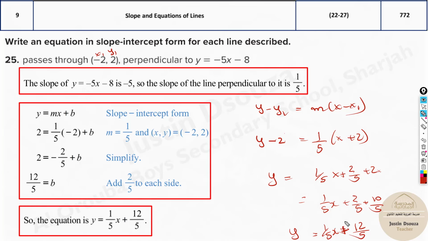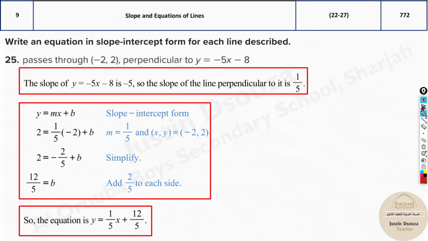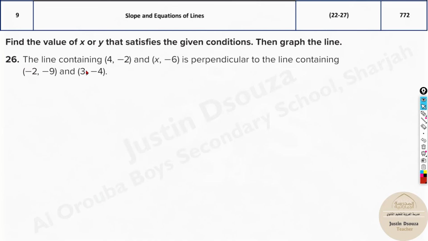Let's check. That's the correct answer. You don't need to do it in your mind, you can just do it in the calculator. You'll get this answer. So this is how we do it. And you might get this as 2.4. 2.4 is the same as 12/5. So just be careful with that. If you get a decimal, you can convert this fraction to decimal and check the answers. So this is how we can solve these problems.